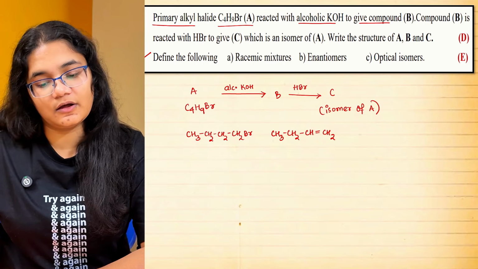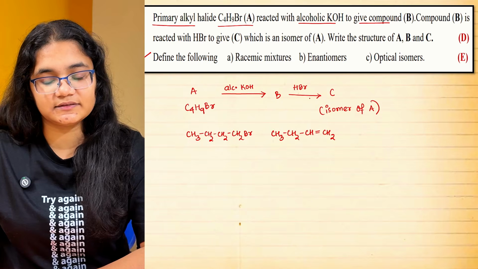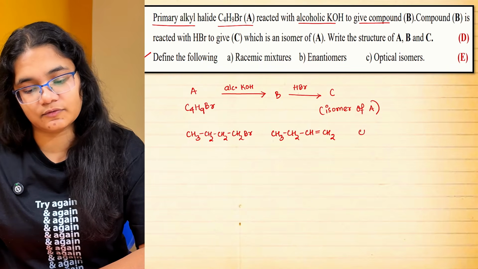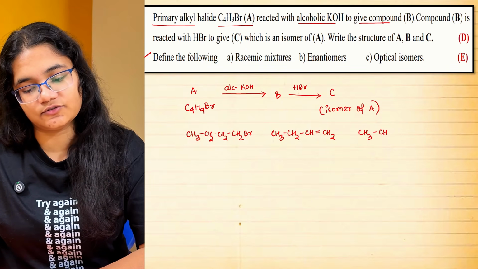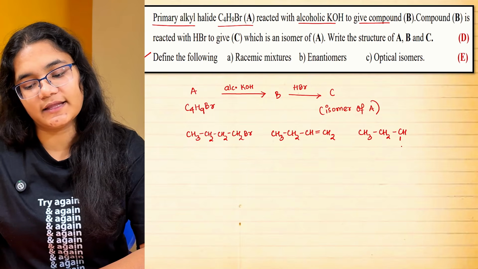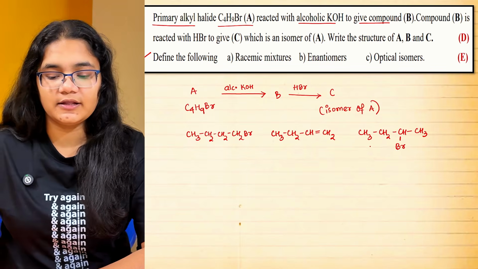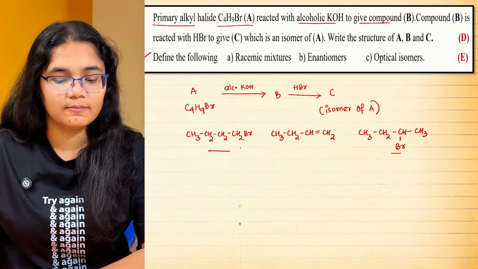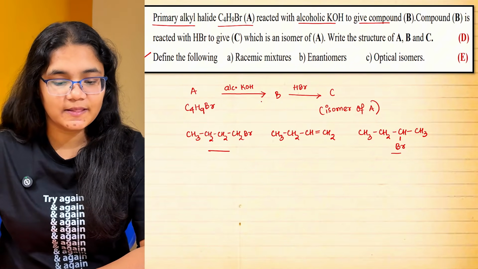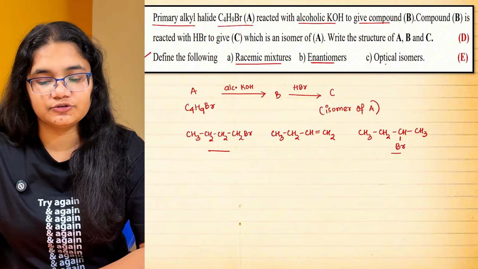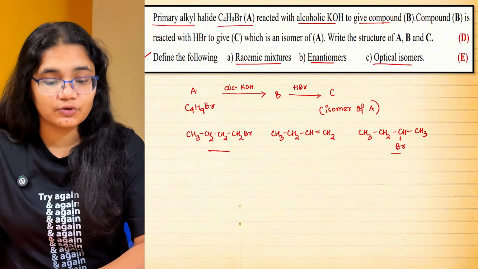Okay, now with HBr, what will happen? There is addition of HBr, Markovnikov's rule will be followed. So we will have CH3, CH2, CHBr, CH3. Okay, so you can see these two are positional isomers, A and C. Next, racemic mixture, enantiomers, optical isomers, we have discussed all of them.